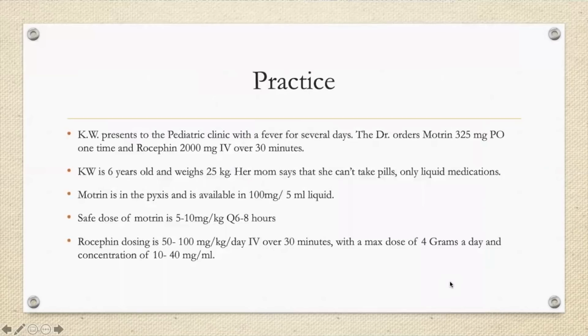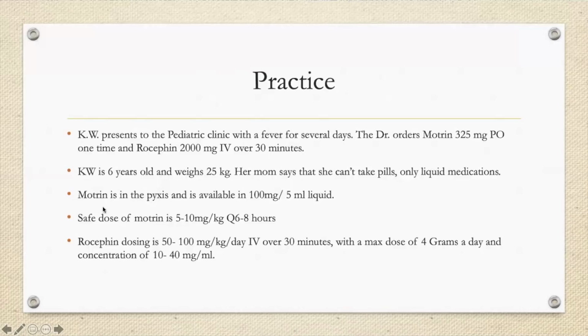So let's practice. KW presents to the pediatric clinic with a fever for several days. Doctors ordered Motrin, 25 milligrams PO 1 time, and Rocephin, 2 grams IV over 30 minutes. She is a 6-year-old and weighs 25 kilograms, but her mom says she cannot take pills. She only can take the liquid medications. So let's go ahead and tear this apart medication by medication.